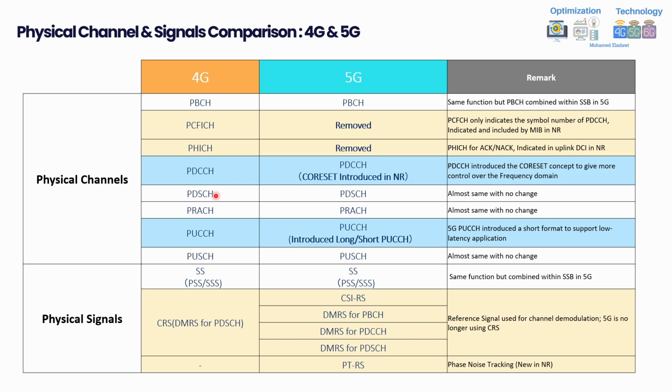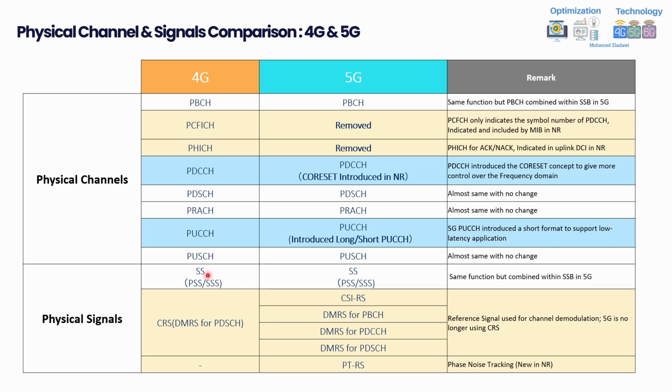Then after you have the PDSCH, physical downlink shared channel, and PRACH, physical random access channel. This is almost having the same function in both of them. Then the PUCCH also, the physical uplink control channel. It's almost the same function. However, in 5G now we introduced something called short PUCCH. Before in 4G we had long PUCCH only. Now we have long and short PUCCH, and this was introduced just to support low latency applications, and also this one will be covered in a different slide just to show the main difference between both of them in more detail. Then if you're talking about the physical uplink shared channel, it's almost having the same function with no change.